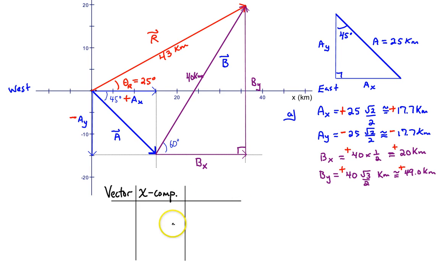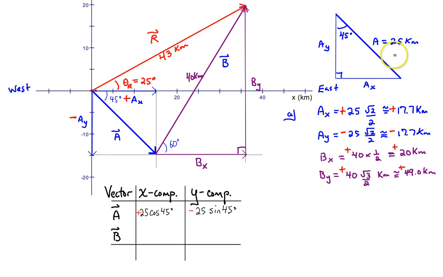In the last column, we're going to add up all the y components. So we have two individual vectors, vector A and vector B, and we're going to be adding up all of their x components and y components. So we take a look at vector A, and we need to write the amount of the Ax in here and the Ay in here.